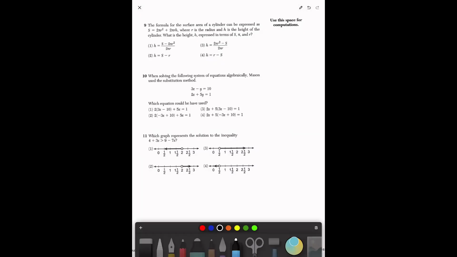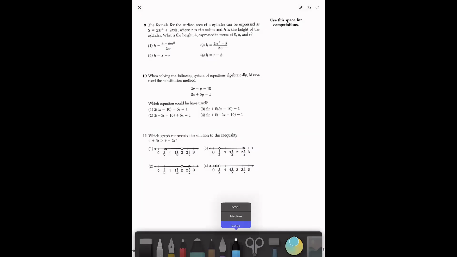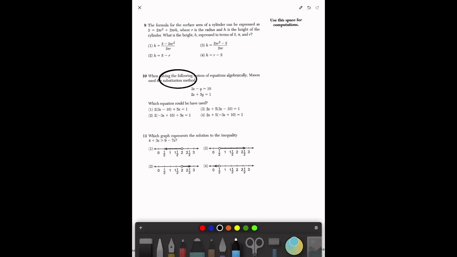Basically, they've given us a system of linear equations, and they want us to use the substitution method to solve it. Now, we haven't actually gotten to this part of the curriculum where we are solving a system of linear equations, but we do know how to use features of the calculator to help us solve linear equations. So what I'm going to do is show you that part today.